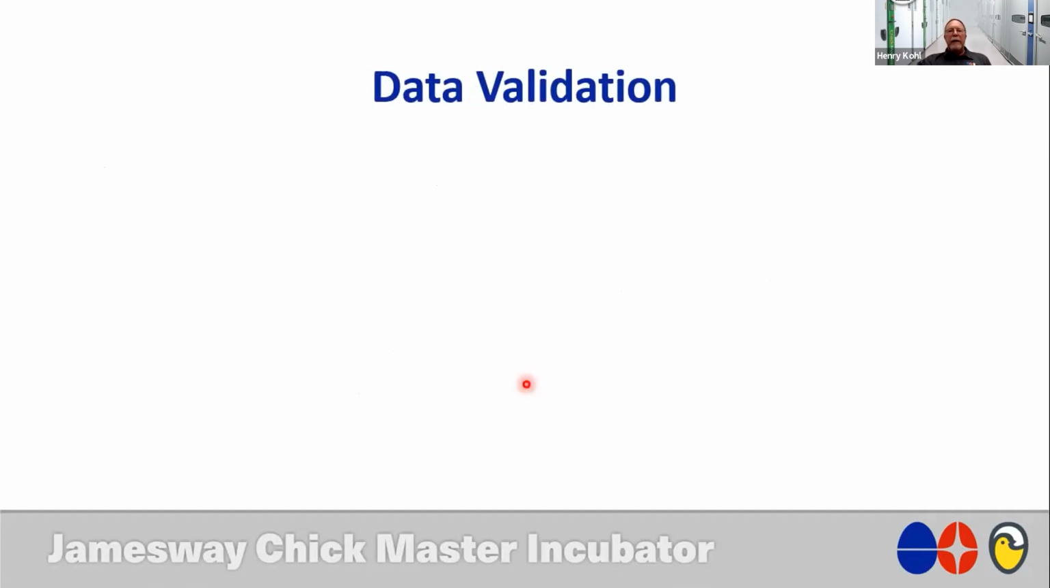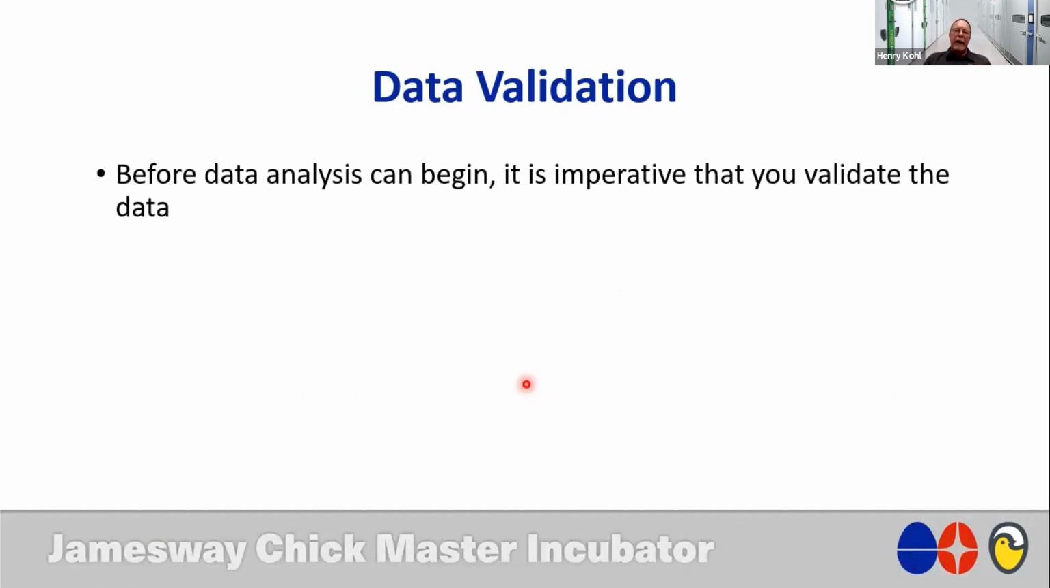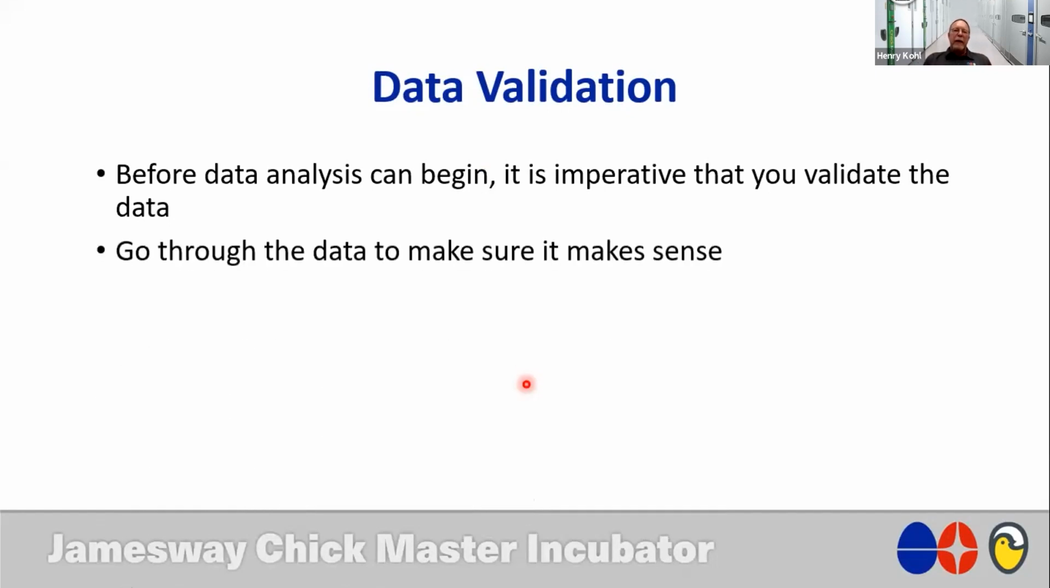So we need to talk about data validation. That's one thing I've always done when I take a look at data. Before I start to analyze that data, I always go through it and try to validate it. What I mean by validating is I go through that data to make sure it makes sense to me. Do I have over 100% hatchability? Can't be. If you have over 100% hatch on a flock on a given day, somebody needs to say impossible, we've got some flocks that got mixed up here.